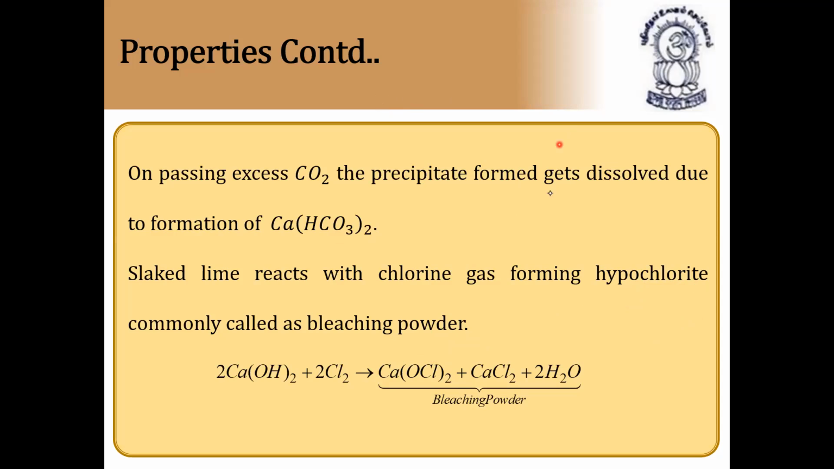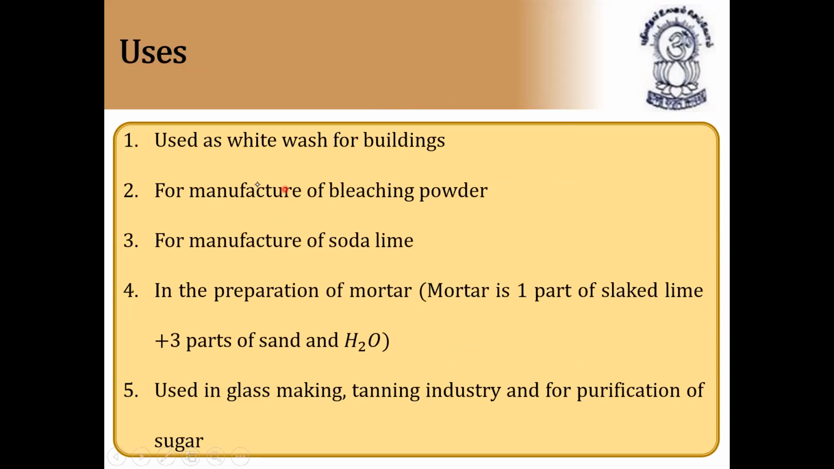Next, continuation. Uses. Calcium hydroxide is used as whitewash for buildings. Simple, just like paint. But it is not paint, it is whitewash. Whitewash for buildings. For the manufacture of bleaching powder, that is calcium oxychloride.